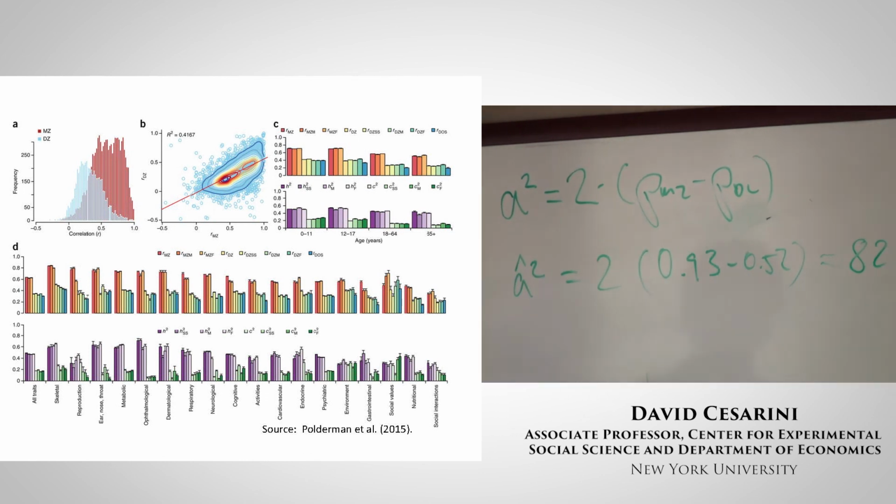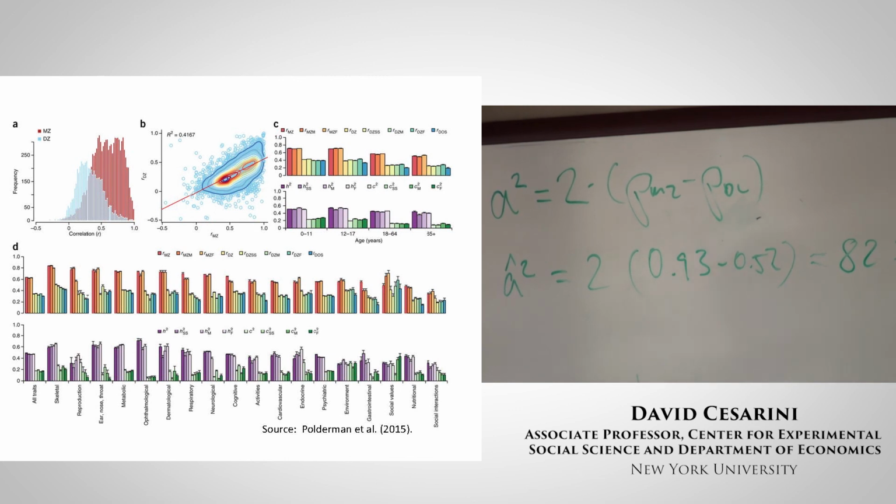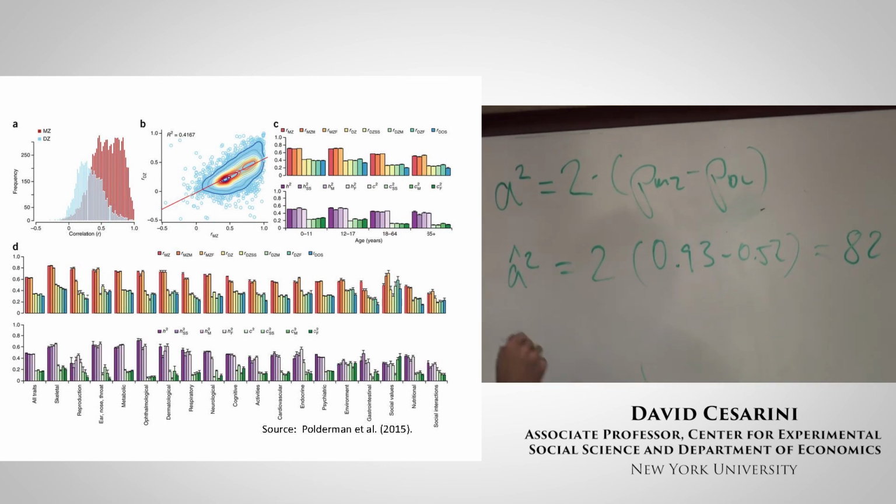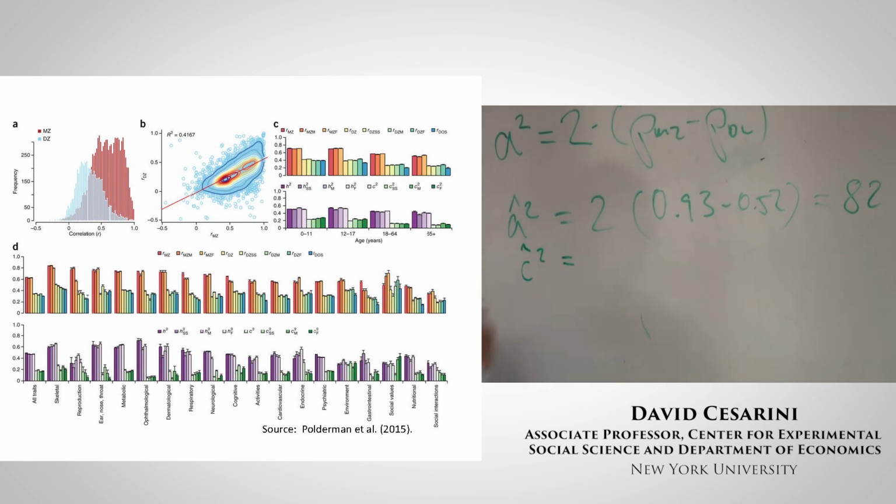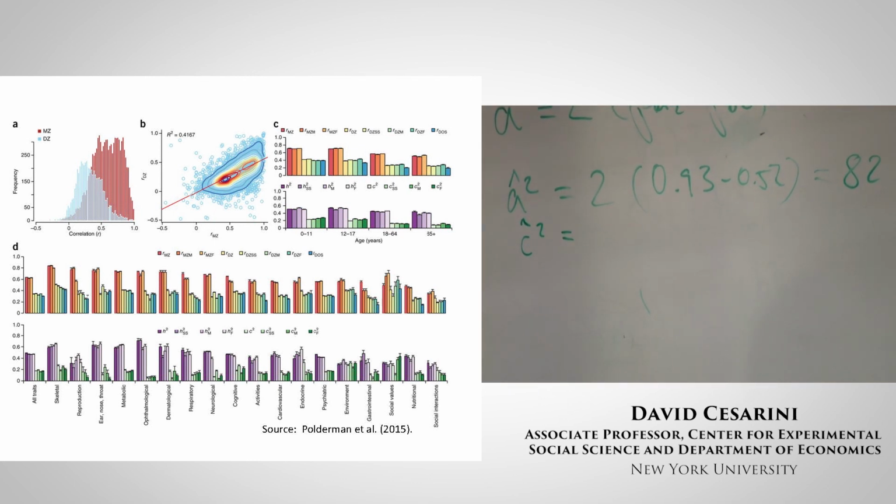So that's a twin estimate. What other estimator do you want to use? Shall we do full sibs? Sure, go ahead. By the way, I guess we should also give a C squared. So what do we get for C squared? C squared is going to be 0.11, right? Because A hat squared plus C hat squared is going to be equal to the monozygotic correlation of 0.93.